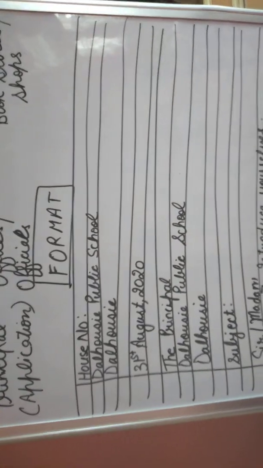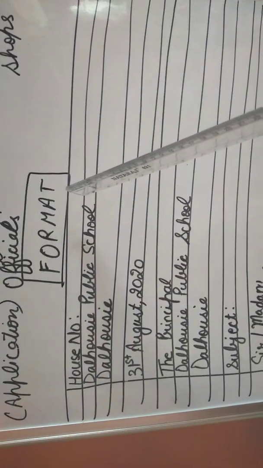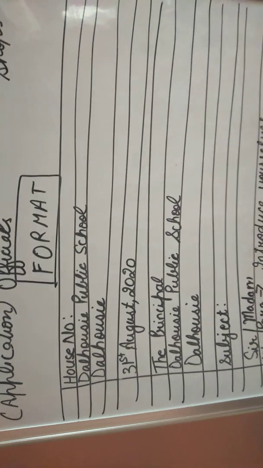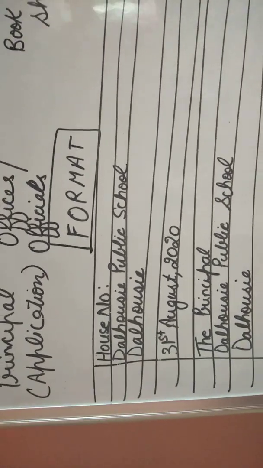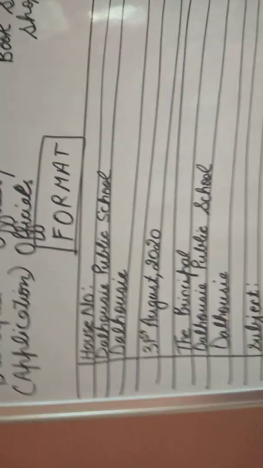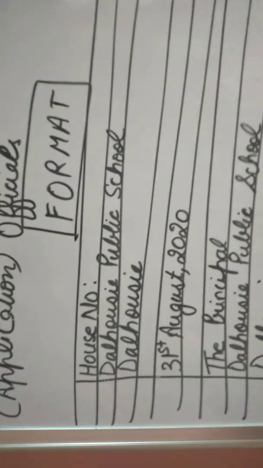Okay, so first thing is the sender's address. This is called the sender's address, the first part. So we have to start with the house number. This is the margin of my page. In the first line, I will write my house number, the 4-digit number that is given to you, that is your unique identity in the school.